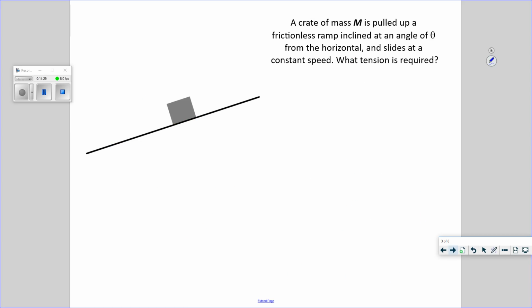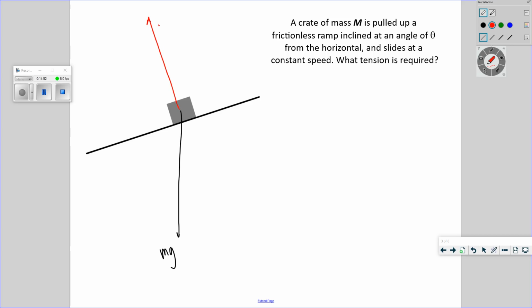Okay, pulled up a frictionless ramp, inclined at angle theta. Slides at constant speed. What tension is required? Oddly enough, free body diagram. Mg. We've got a normal force.